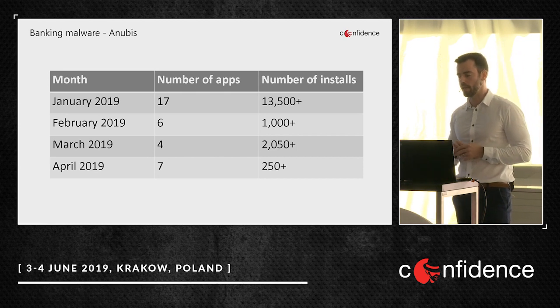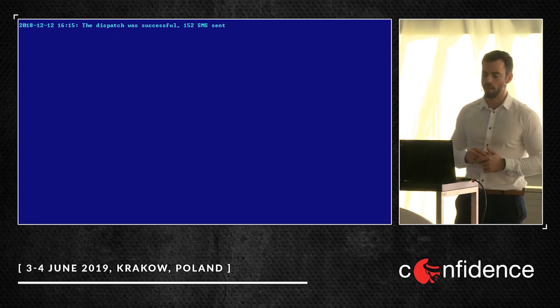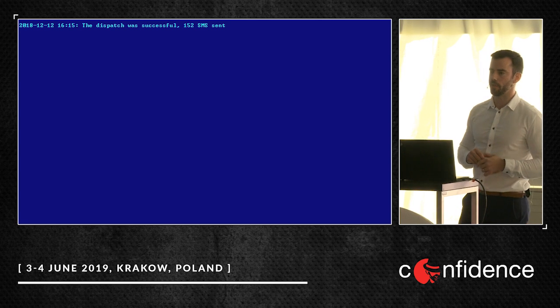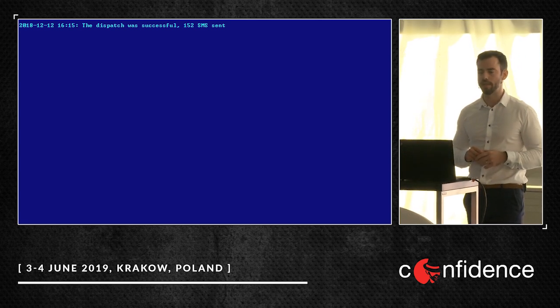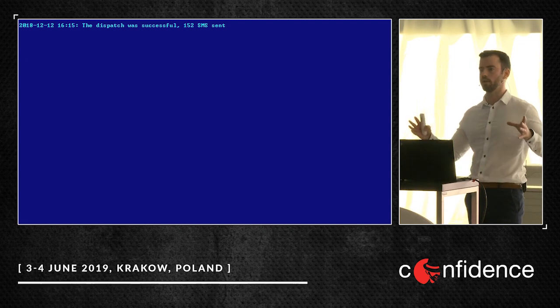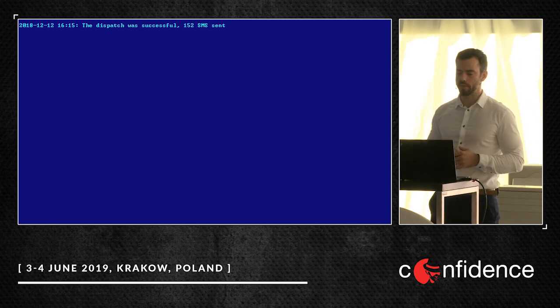Recently, I got my hands on a backup from one of the CNC servers of Anubis. There were over 500 victims, and I found out that Anubis is also spread as an SMS worm. It sends itself with a URL link to all the contacts in your contact list. And here is one of the logs.